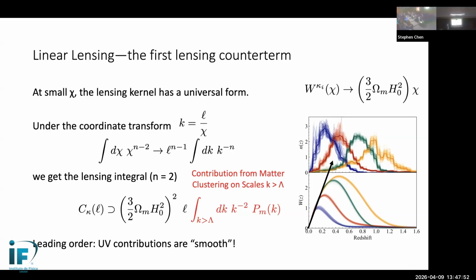So we can ask the question: what does the small scale contribution to weak lensing look like in the limit where the lensing curve looks like this? Given that k equals L over chi, we can do a very simple coordinate transformation, where d chi and dk are related in this way. It's just a rule of substitution. When we do this integral, we can see that the leading order small scale contribution, the leading order counterterm to lensing, looks like this.